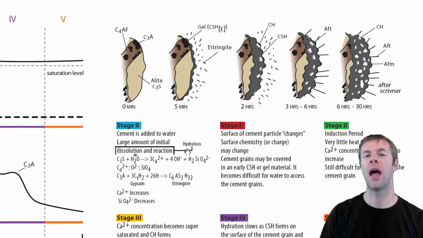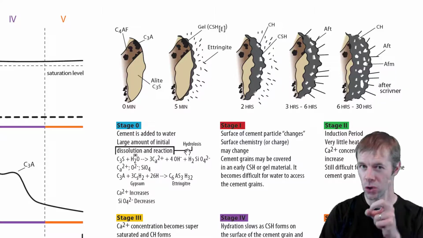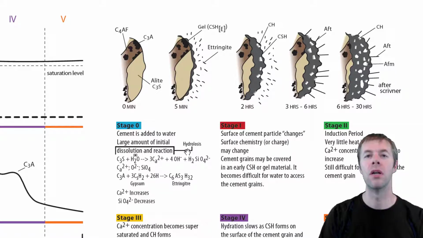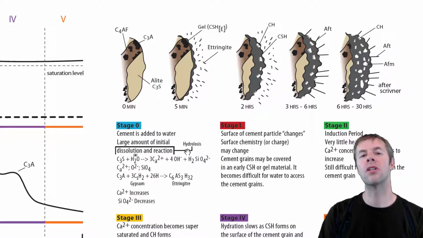Why does the heat go down? Probably because there's not as much dissolution going on, but we don't really know why. Some people say the surface chemistry or the charge may change. Something changes on the surface. The cement grains may be covered in an early age CSH or gel-like material. That's not totally right. I'll show you that coming up. We know that's not true. But we know that it becomes difficult for at least things to dissolve.